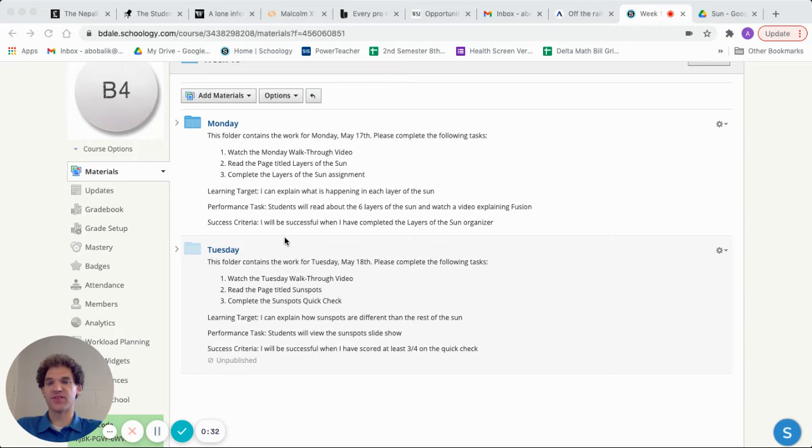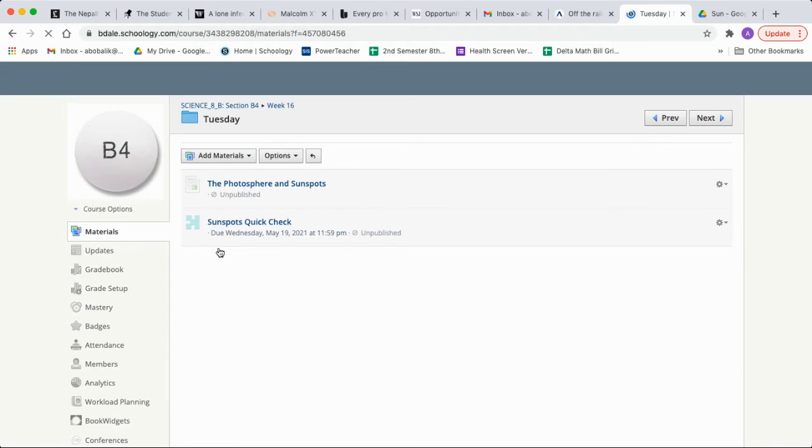Today we're going to look more at the visible surface of the sun called the photosphere, and we're going to look at something on this photosphere called sunspots. So watch the Tuesday walkthrough video, read the page titled Sunspots, then complete the Sunspots quick check. I can explain how sunspots are different than the rest of the sun. Students will view the Sunspots slideshow. That's a tongue twister, and I will be successful when I've scored at least 3 out of 4 on the quick check. Here's the folder.